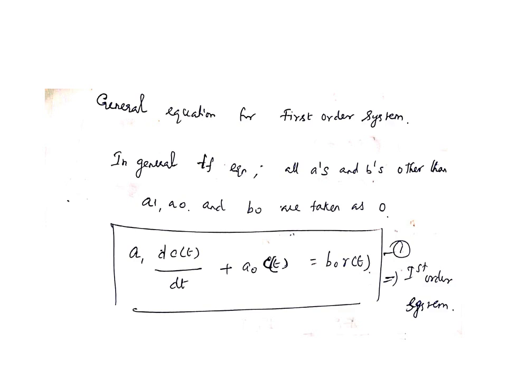This is the general equation for the first order system. In the general transfer function equation, all the a's and b's other than a1, a0 and b0 are taken as 0. Then finally, starting with the transfer function which we introduced previously, for first order this becomes a1 d by dt of c of t plus a0 c of t, which is equal to b0 r of t. This is the first order system.